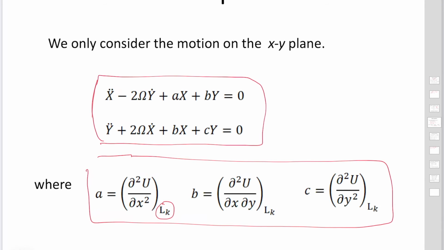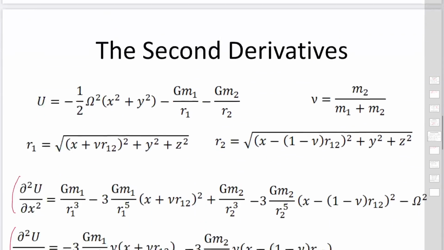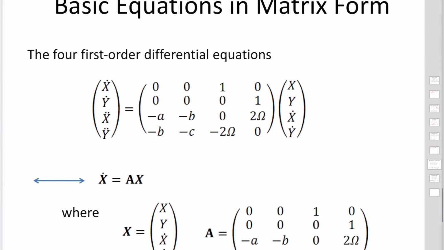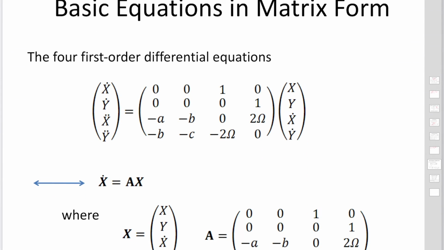But to solve a higher order differential equation, there is a technique: we have to reduce the equation into first order differential equations. So this is second order, and to get to first order, we transform the second order differential equation by introducing new variables. So this is how to find the equations in matrix form.